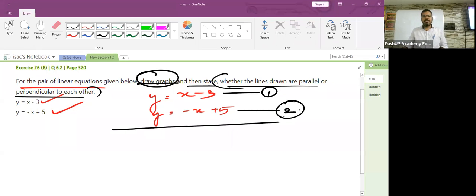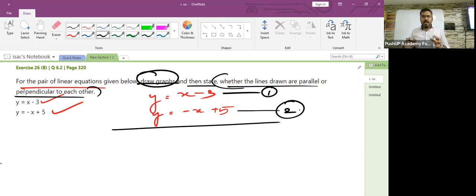Then they are asking us to figure out whether the lines are parallel to each other or perpendicular to each other. This is what we are supposed to find. Unless we draw both the graphs, we won't be able to understand whether they look parallel or perpendicular to each other. You all know what is perpendicular, right? Hemant, what is perpendicular? 90-degree line. Very good.